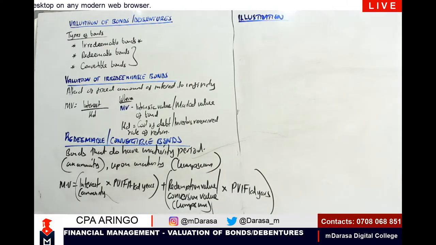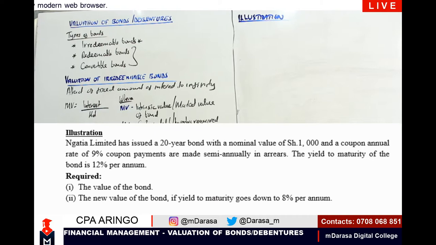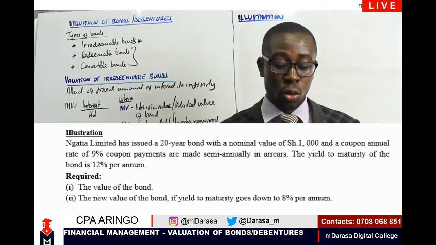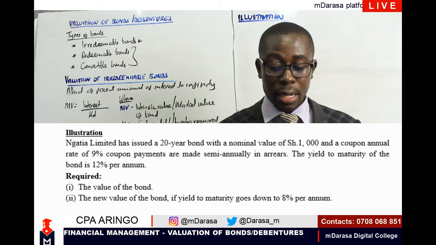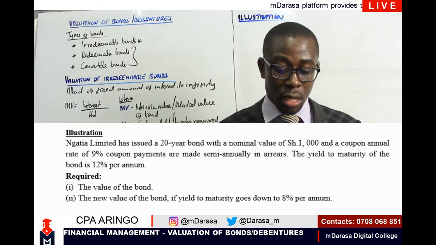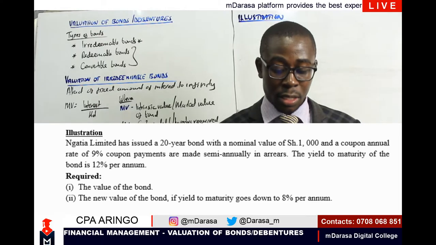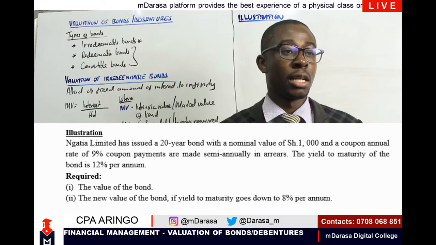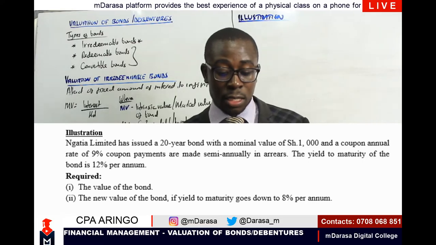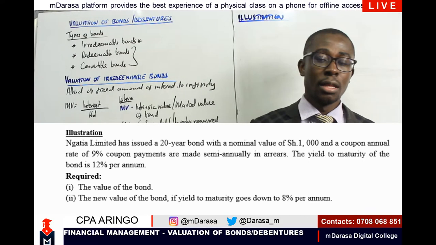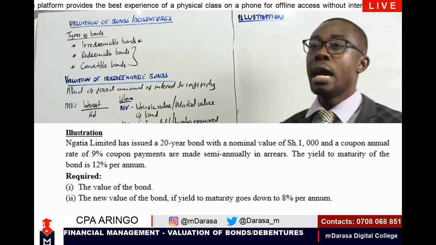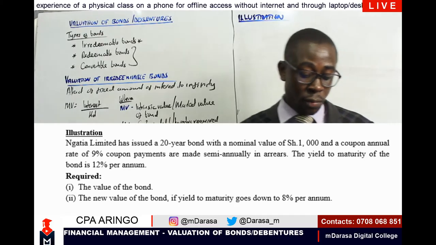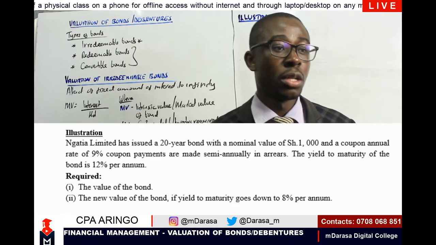Looking at this illustration question, my good students, this is what we are told. Gatia Limited has issued a 20-year bond with a nominal value of 1,000 and a coupon annual rate of 9%. Coupon payments are made semi-annually in arrears. The yield to maturity of the bond is 12% per annum. Whenever I'm given a specific-year bond, that will definitely qualify it to be a redeemable bond.